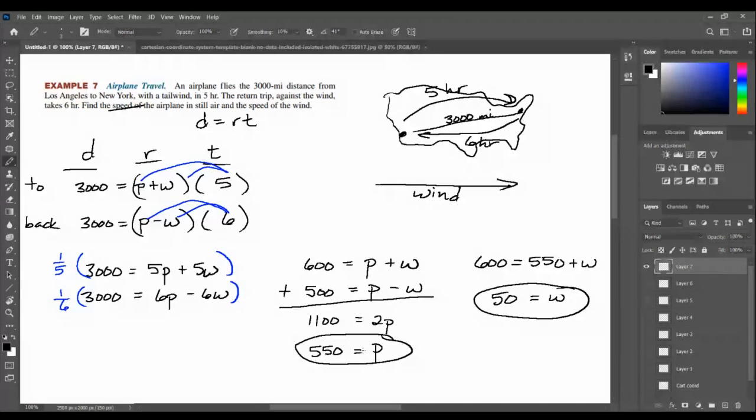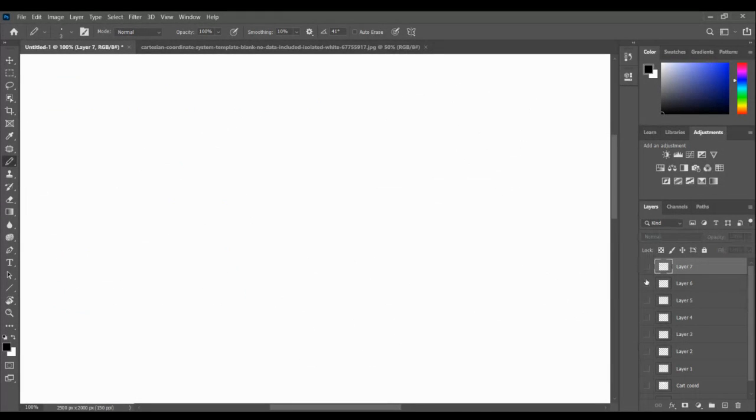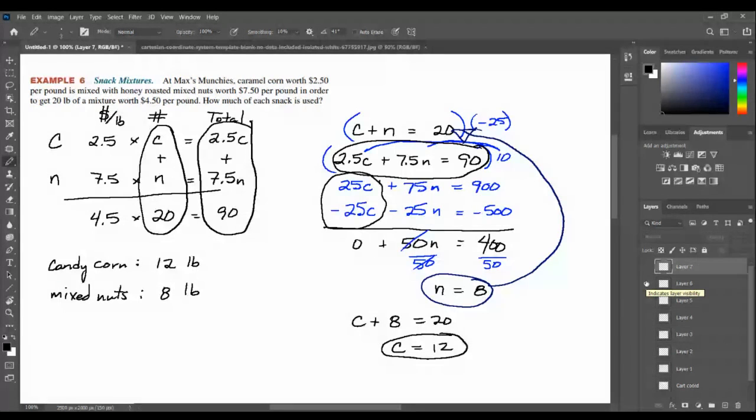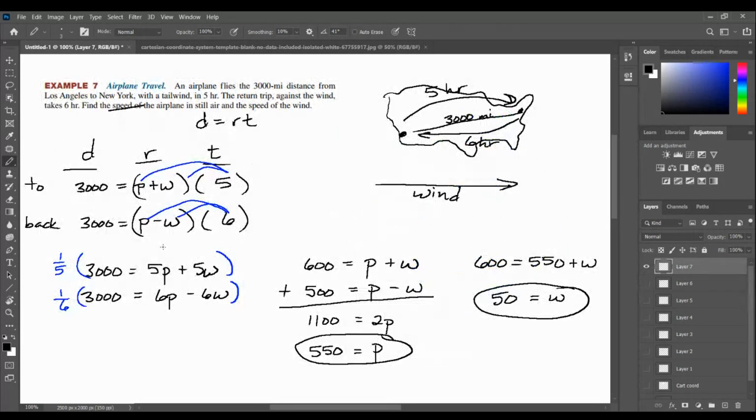Now this is where I remind you that the variables I use match what they stand for. With the previous problem, the variables I used were C for corn and N for nuts. So when I solved it, I knew exactly what the number represented. When I had n equals 8, I knew that was mixed nuts is 8 pounds. When I had C equals 12, I knew that caramel corn was 12 pounds. With our current problem, I've got P for plane and W for wind, so that when I solved for P, I knew exactly that that was the plane speed. And then I solved for W and knew right away that that was the wind speed.